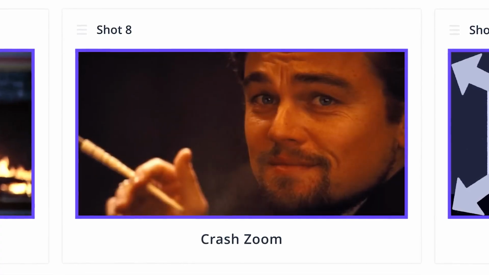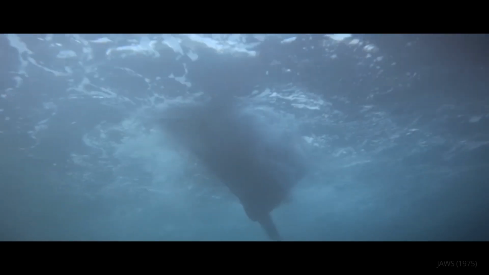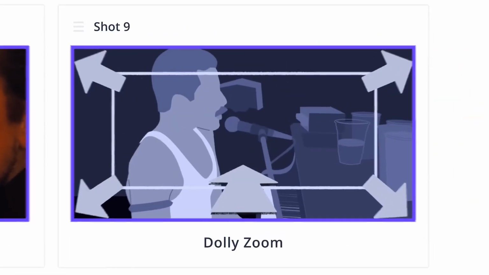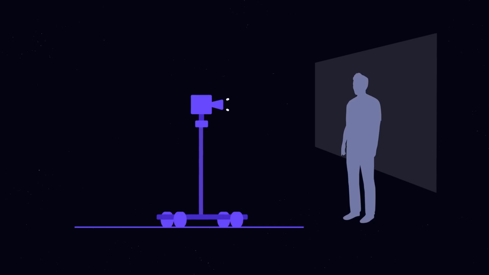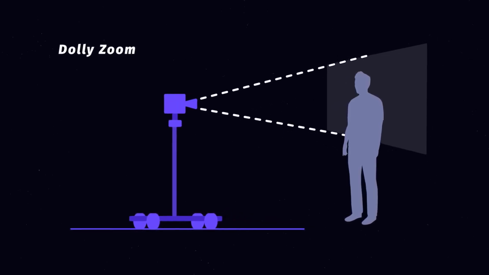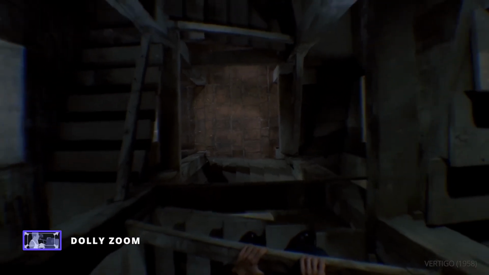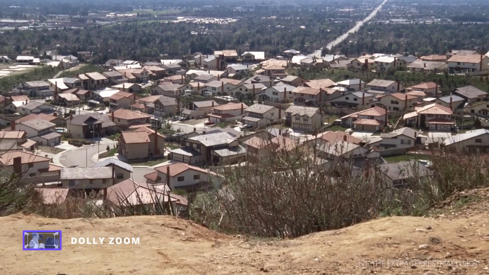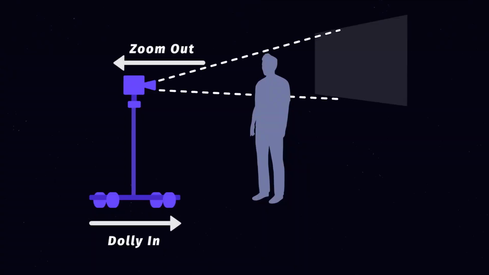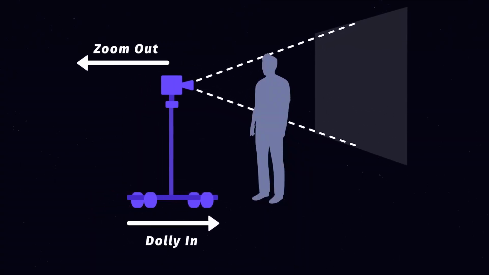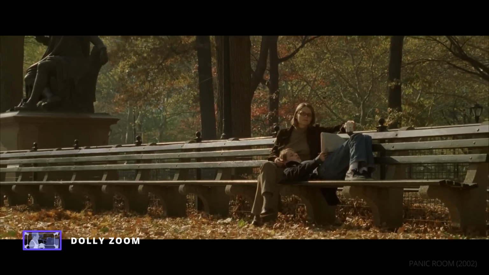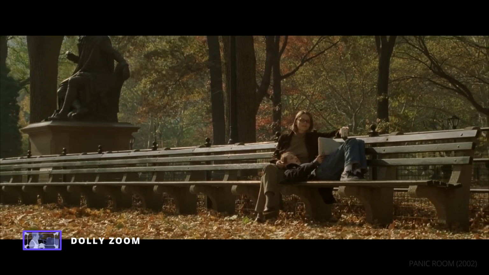Now, what happens when you pair the in-camera movement of a zoom with physical movements of a camera? It's none other than the dolly zoom. A dolly zoom utilizes both a dolly movement and lens zoom to create something called the vertigo effect. Named after its dramatic use in Hitchcock's Vertigo. A dolly zoom can be done two different ways. The first is by dollying in while zooming out. This causes the background to grow in size while maintaining the scale of the foreground.